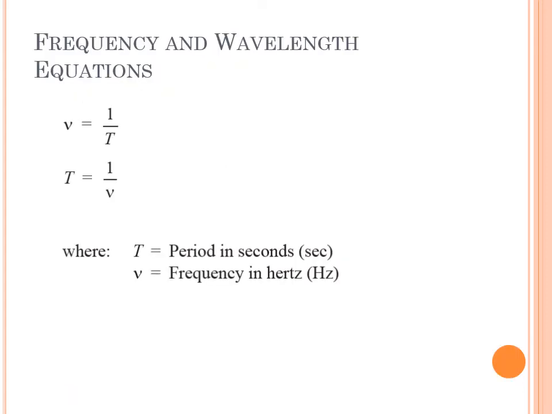The equations that we will use for them are that my frequency is equal to 1 over my period in seconds. Or I could rewrite that and say my period in seconds is 1 over my frequency. And the frequency is given in hertz, right? Now, you may have seen that number because it's used in various things.